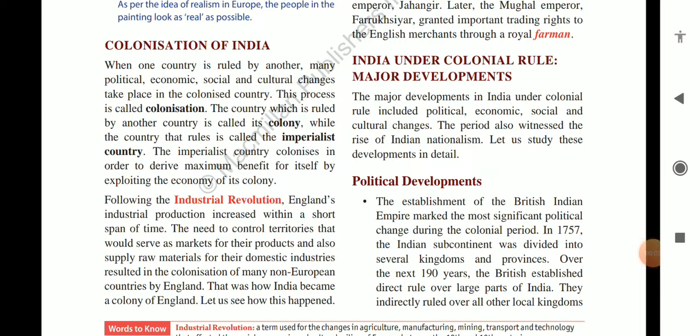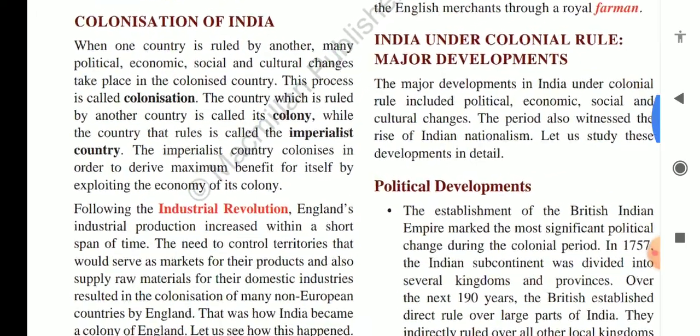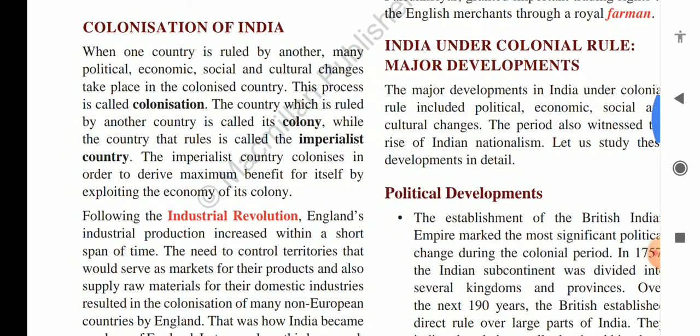Dear students, the next topic of our first chapter is Colonization of India. As we discussed earlier in the same chapter, India was a colony of the British. So now, what is the meaning of colony, and what is the meaning of colonization of India?